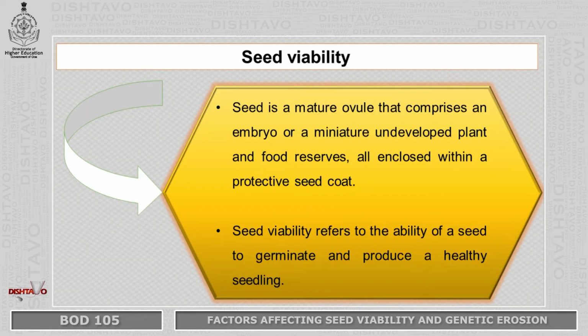Seed viability. Seed is a mature ovule that comprises an embryo or miniature undeveloped plant and food reserves. All of these are enclosed within a protective structure called a seed coat. Seed viability refers to the ability of a seed to germinate and produce a healthy seedling.